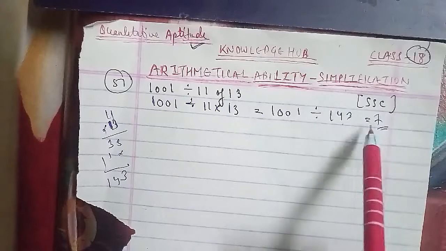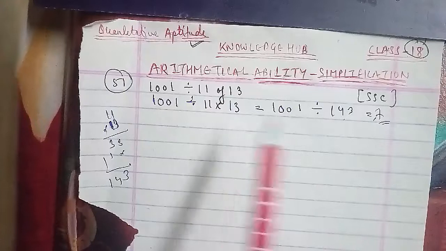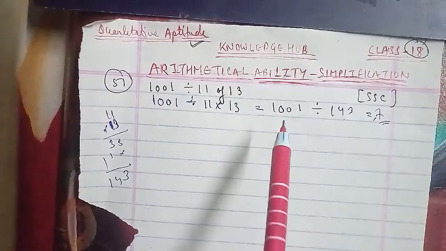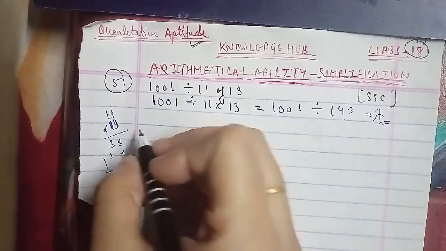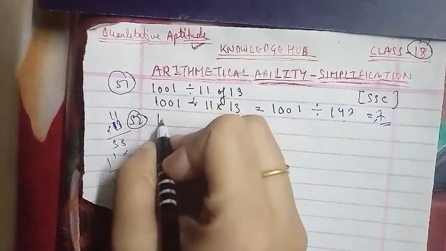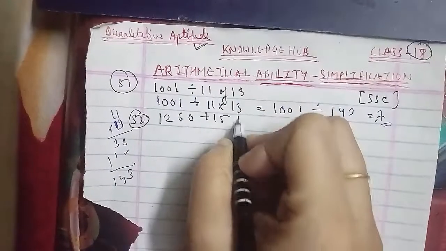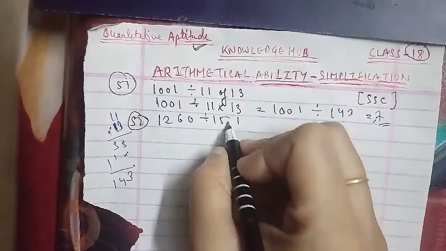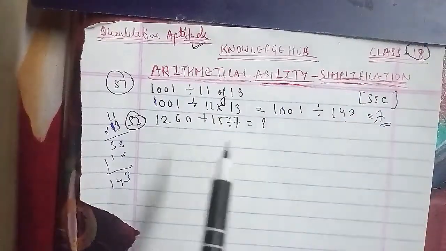Now we will go ahead with another question, which is the 52nd question of the session. The question is 1260 divided by 15, and that is also divided by 7, equals question mark. The options for this are 12, 58, 122, 588 and none of these.